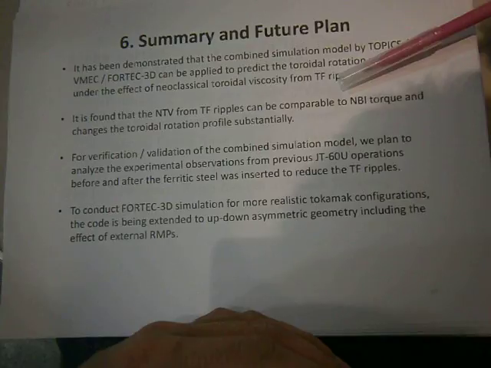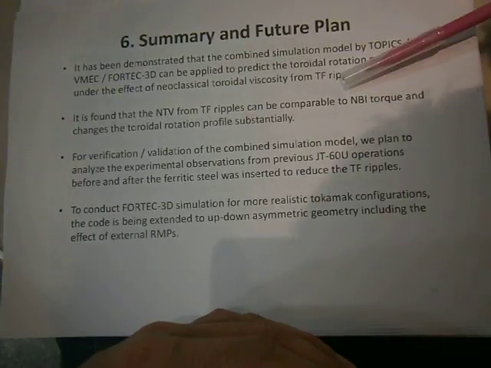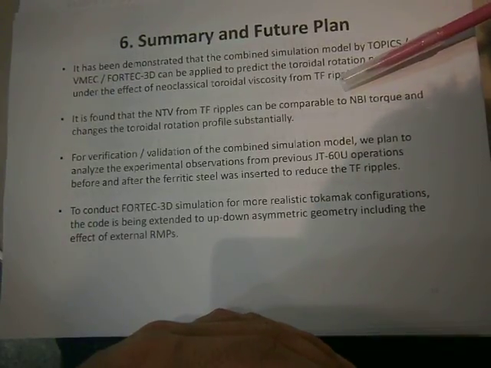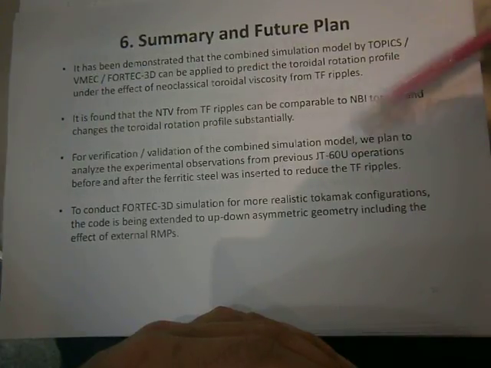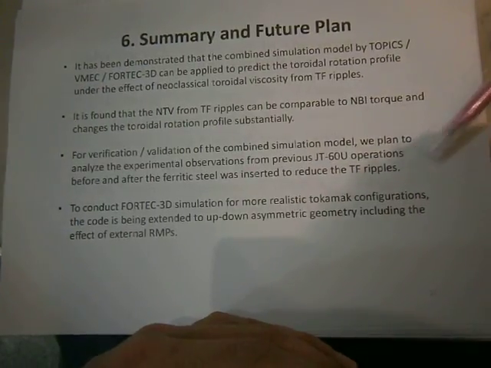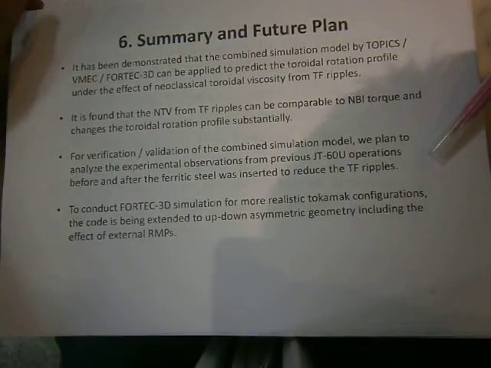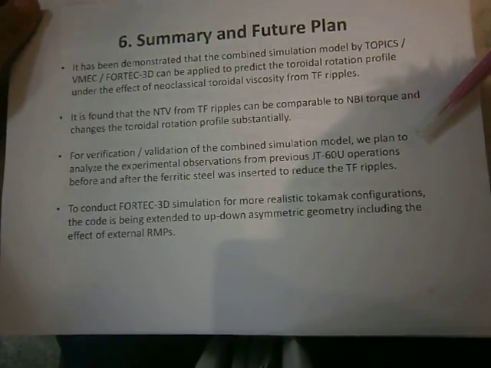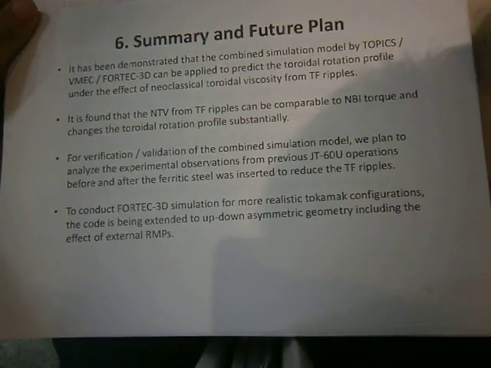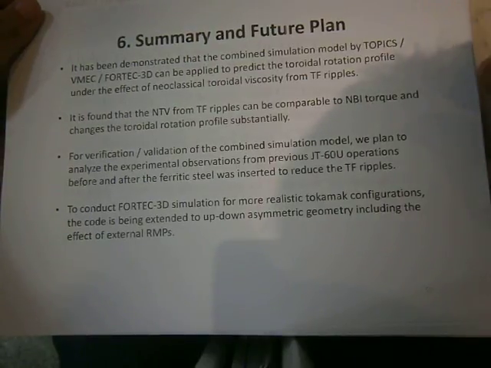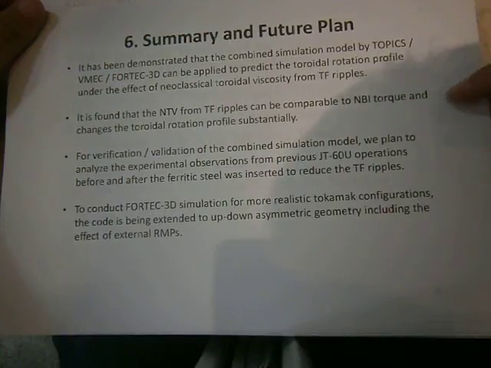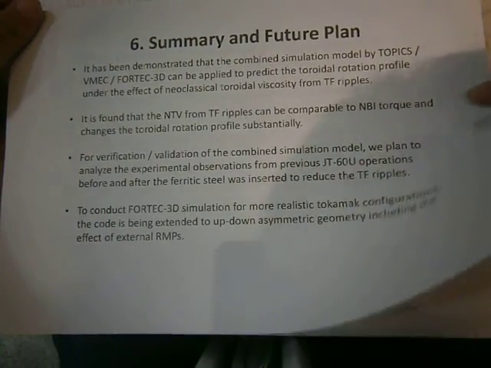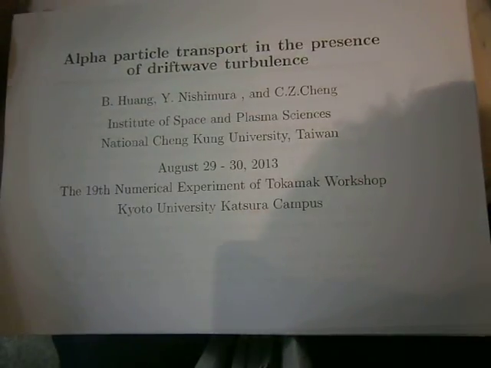For the various radiation combination simulation model, we plan to analyze the experimental observations from the previous GT60 operation. Before and after the plastic steel was introduced, radius rapid condition determination from the realistic to common confliction. Extend to non-axisymmetric geometry, radius effect, external RP.